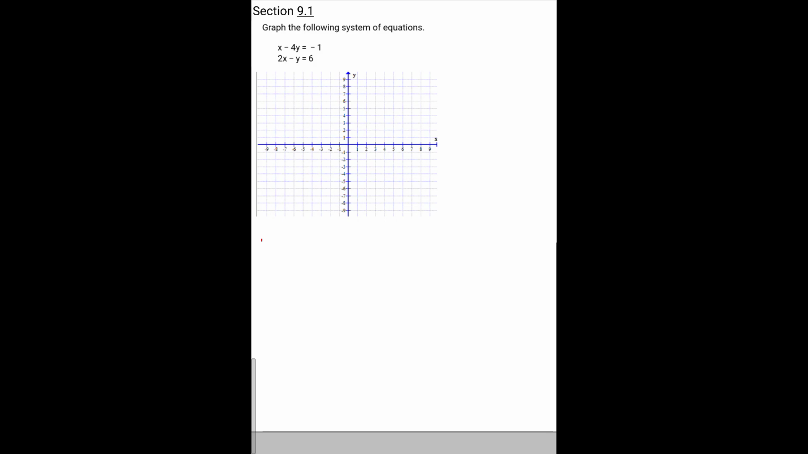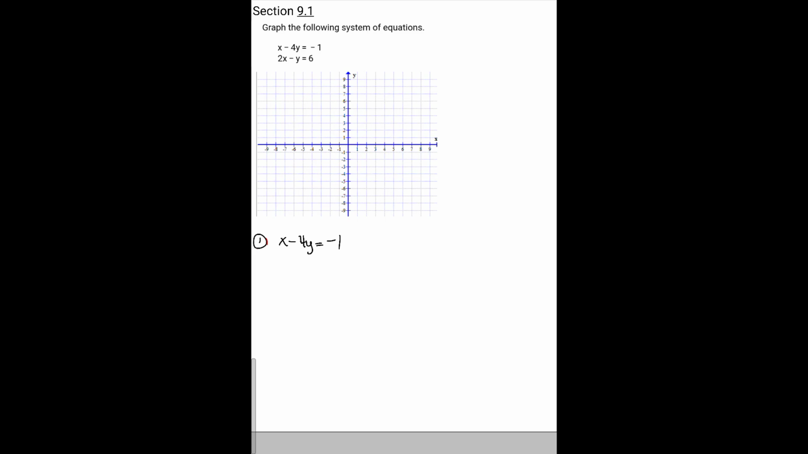So for equation 1, we have x minus 4y is equal to negative 1. We have to put each of our equations in slope-intercept form. Basically, we have to solve each equation for y.